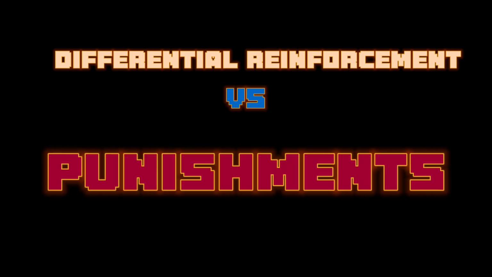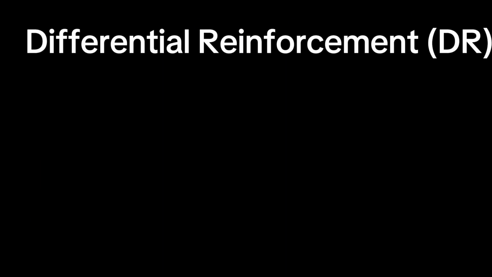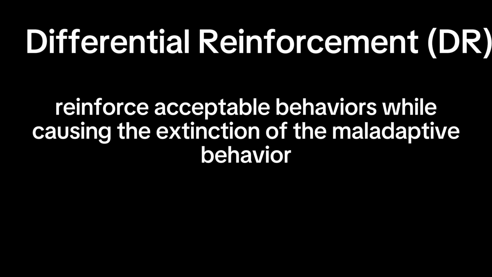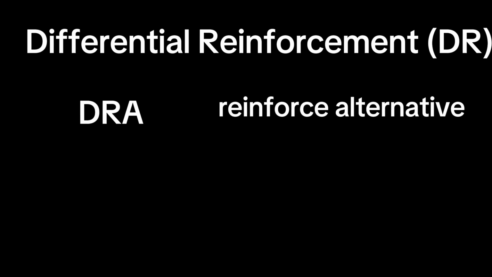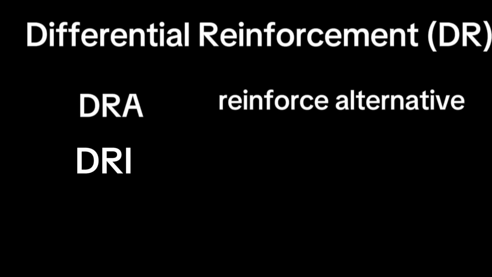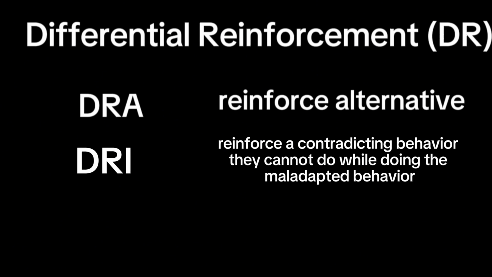The final topic of behavioral reduction that I want to talk about is differential reinforcement versus punishments. In differential reinforcement, some behavior is reinforced while others will be put on extinction. For example, in DRA, you would be reinforcing the alternate behavior. In DRI, you would be reinforcing behavior that would be incompatible with the maladaptive behavior.